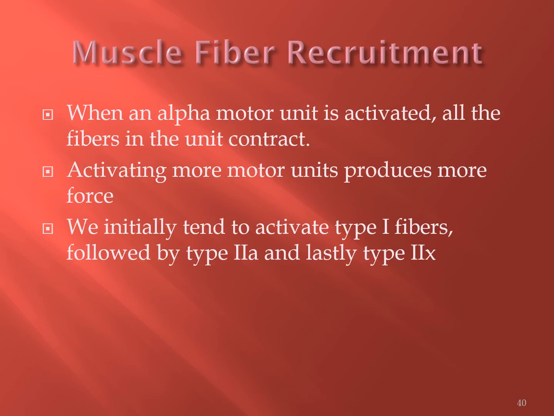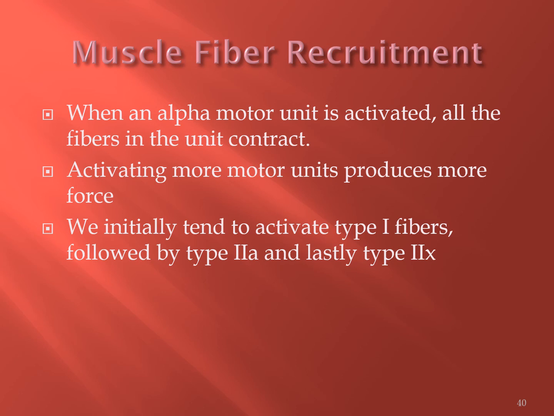Okay. So muscle fiber recruitment occurs when an alpha motor neuron is activated. All the fibers within that unit contract. So either everyone in the factory is working or no one in the factory is working. Nobody gets half the people come in, half the people don't. You're either all working at your factory or nobody's working. The factory is completely shut down.